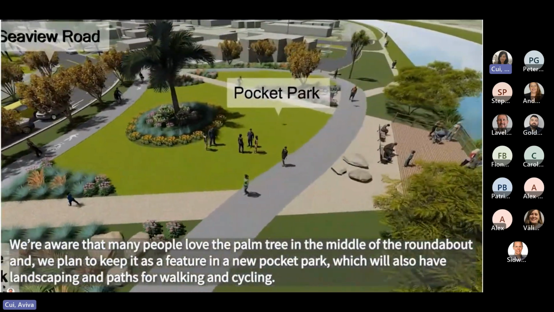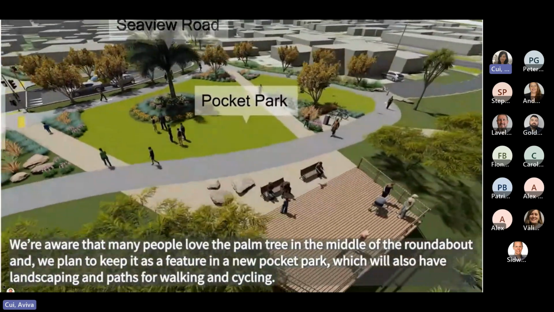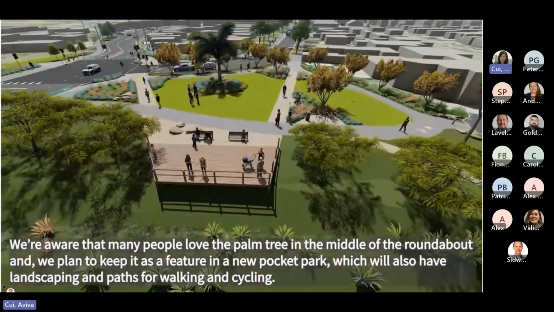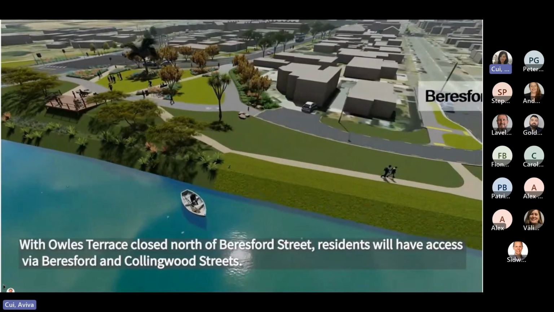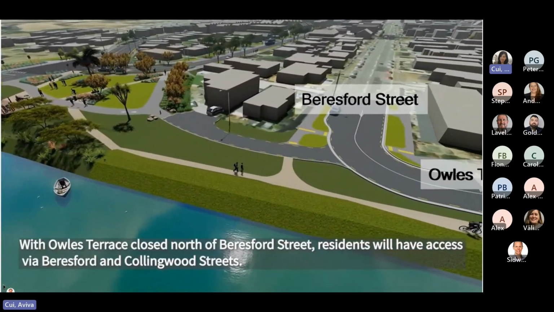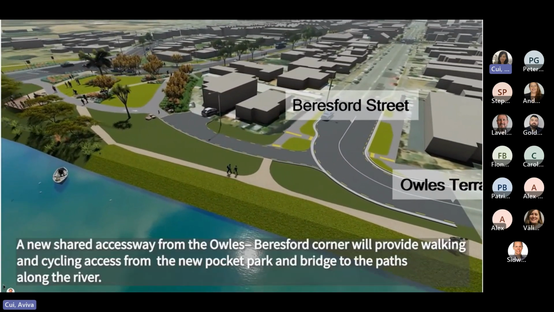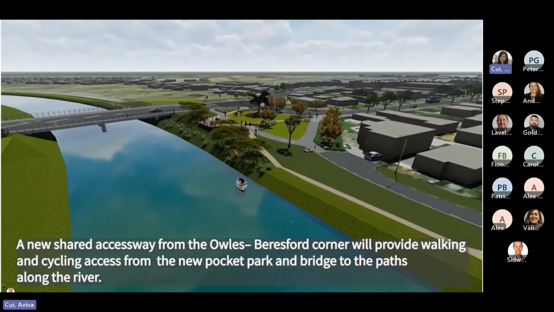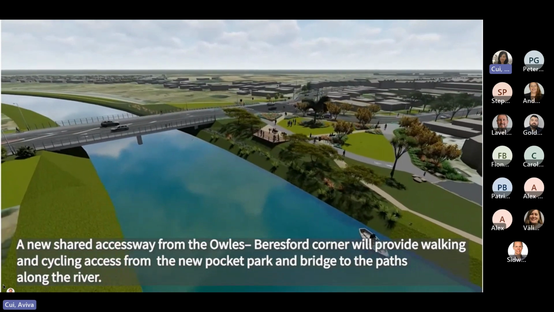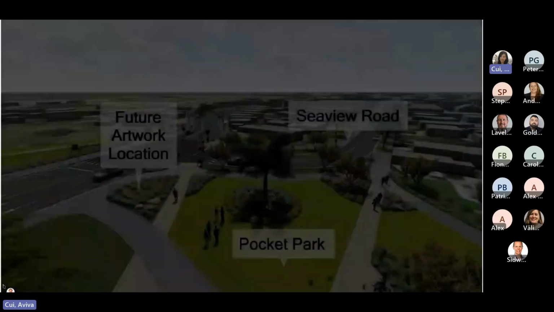We're aware that many people love the palm tree in the middle of the roundabout, and we plan to keep it as a feature in a new pocket park, which will also have landscaping and paths for walking and cycling. With Owls Terrace closed north of Beresford Street, residents will have access via Beresford and Collingwood Streets. A new shared accessway from the Owls Beresford corner will provide walking and cycling access from the new pocket park and bridge to the paths along the river.